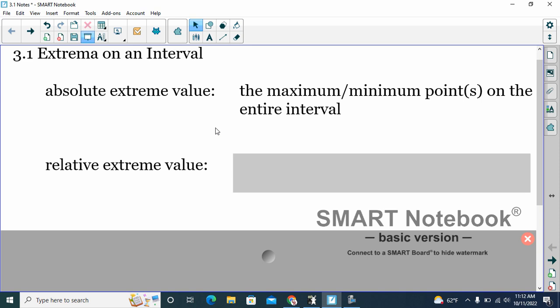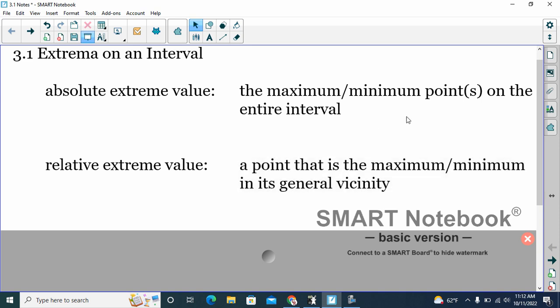For a relative extreme value, it does not necessarily have to be the very highest or lowest point on the entire interval. It just needs to be the highest or the lowest point, the maximum or minimum in its general vicinity. So if I have a graph that looks something like this, hold on. My graph looks something like that.